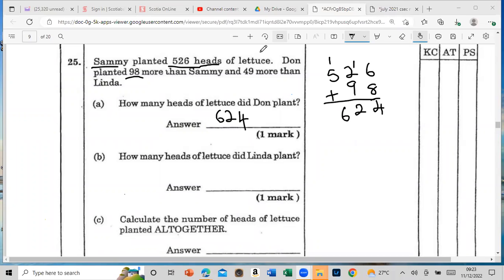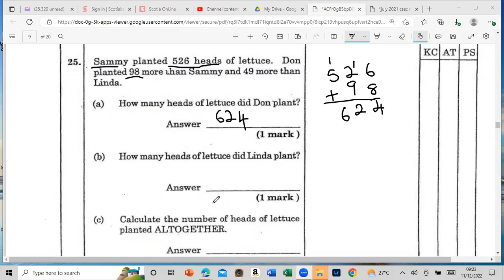Sophia said Linda planted, that's in the chat, Linda planted 673. You guys work it out and tell me how many heads of lettuce Linda planted. 49 more than Dan. Yeah, work it out. Work out the total. Sir, it is actually 673. Oh, you got 673. Yes, sir. All right. Sir, 670.